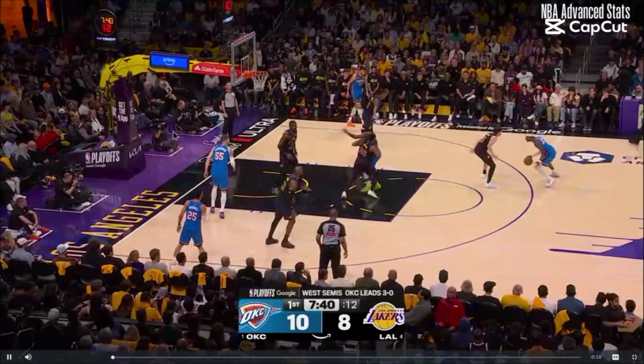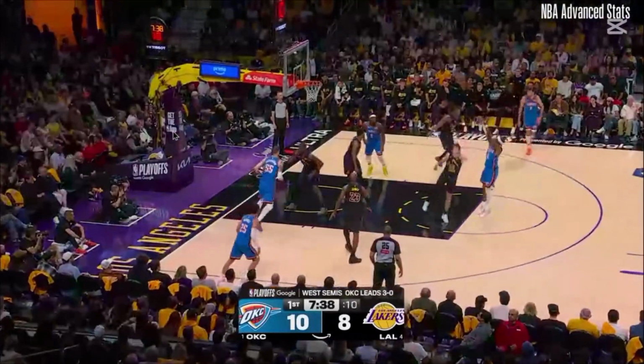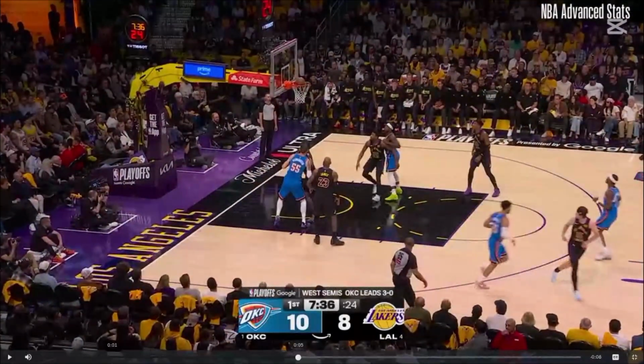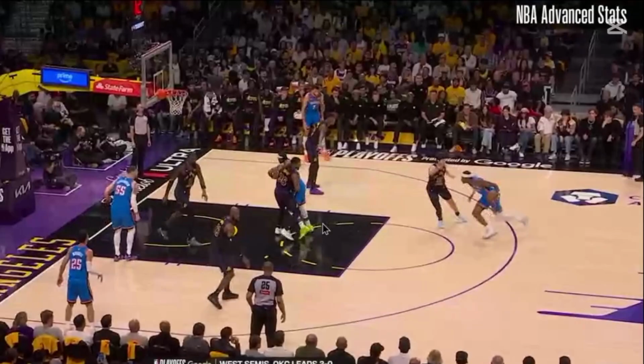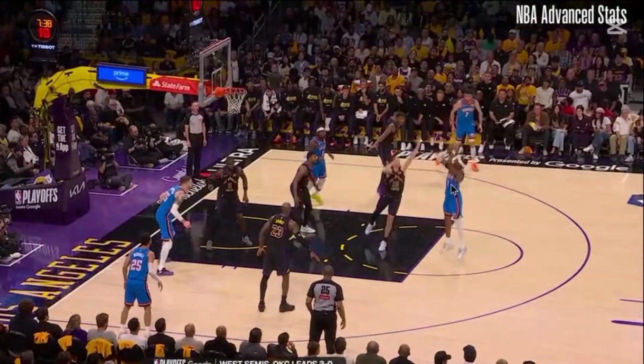Today I'll be breaking down how Shai dropped 35 points against the Lakers. First, you see that his first shot of the game is against Austin Reeves. He's at the right wing. He decides to go to the left side and pull up for this mid-range right here.